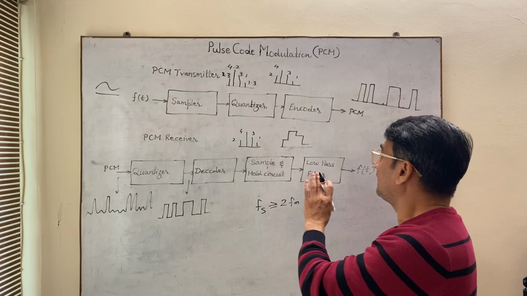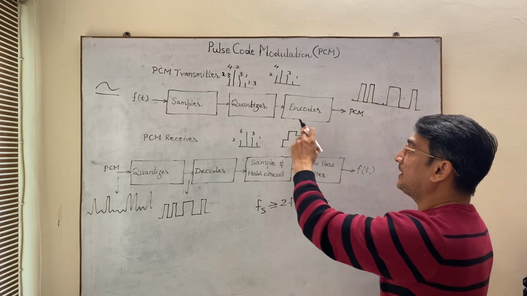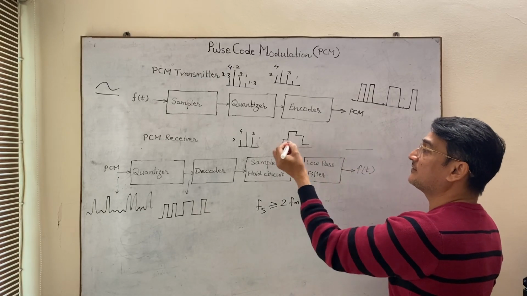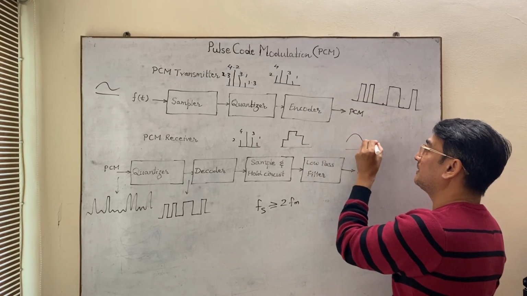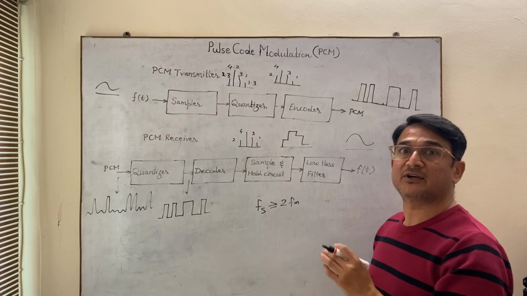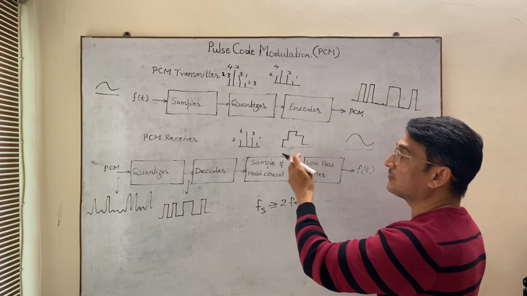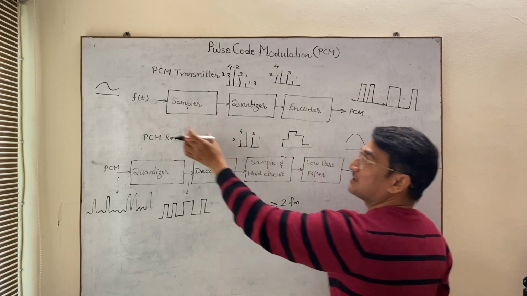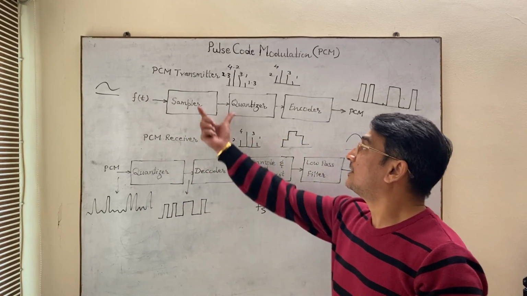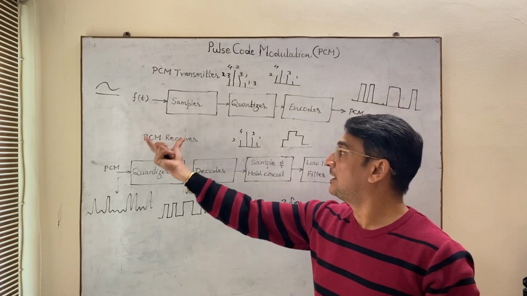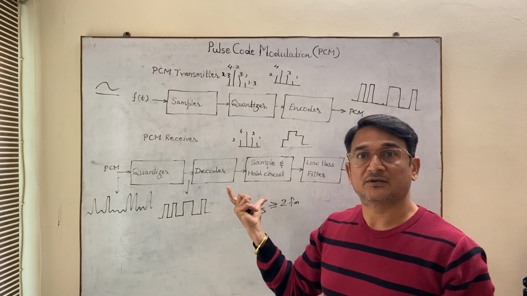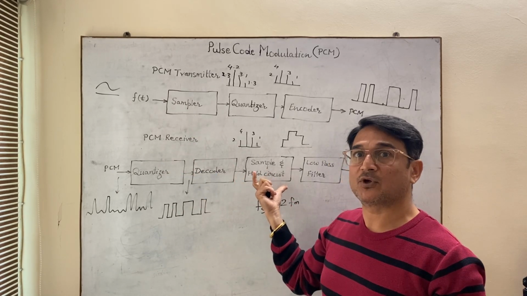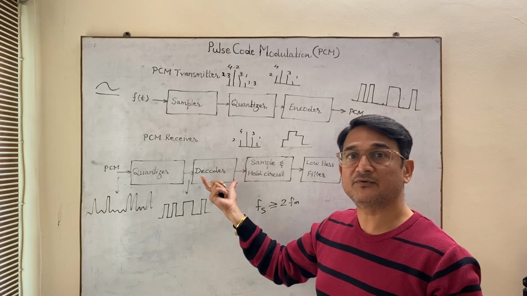This low pass filter removes the high frequency components and smooths the curve. So the output of this low pass filter will be this, which is nothing but your modulating signal. So this is how your PCM transmitter and PCM receiver work. I hope the concept of PCM and the PCM transmitter and receiver is understood.